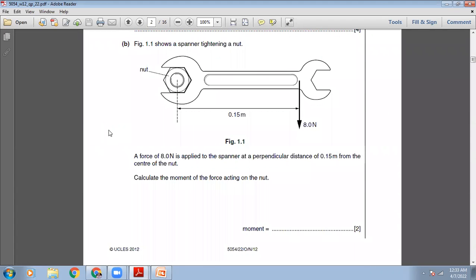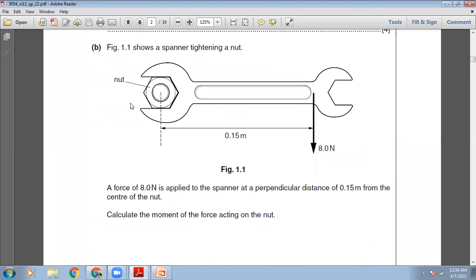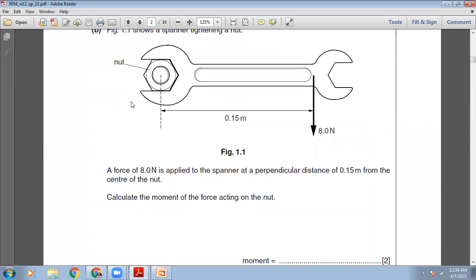Question number 1, part B. It says, figure 1.1 shows a spanner tightening a nut. A force of 8 Newton is applied to the spanner at a perpendicular distance of 0.15 meter from the center of the nut. Calculate the moment of the force acting on the nut.